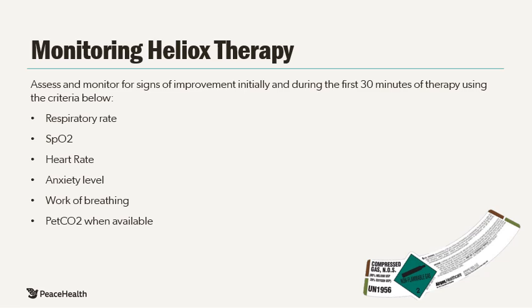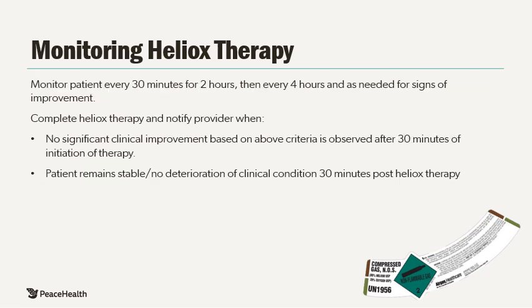Monitoring Heliox therapy. So we want to assess and monitor for signs of improvement initially and during the first 30 minutes of therapy using our criteria below. We're going to be assessing our respiratory rate, SpO2, heart rate, anxiety level, work of breathing, and if available, our end-tidal CO2. We want to monitor our patients every 30 minutes for the first 2 hours, then every 4 hours and as needed for signs of improvement.